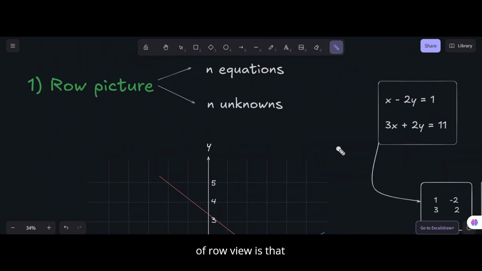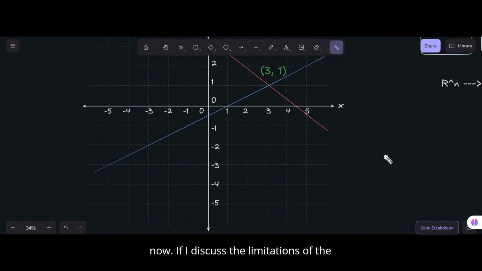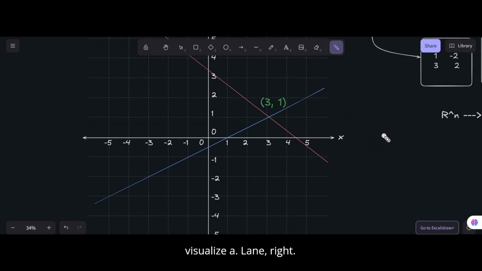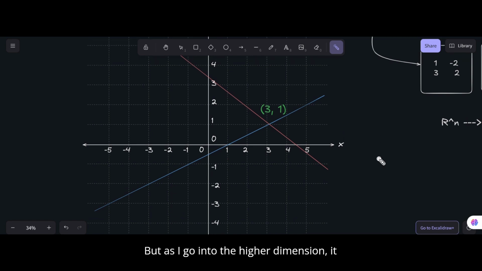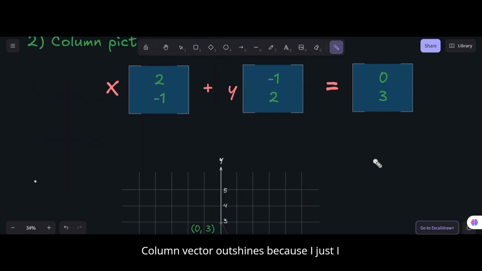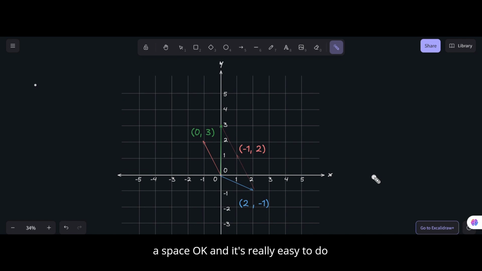One limitation of the row view is that I cannot imagine geometrical objects for higher dimensions. For this example, it was very easy for us to visualize a line in a plane. If I move towards 3D, it would still be easy to visualize a plane, right? But as I go into higher dimensions, it would be really hard to visualize a hyperplane. So that's when my column vector outshines, because I would just have to visualize a vector in a space. And it's really easy to do so.